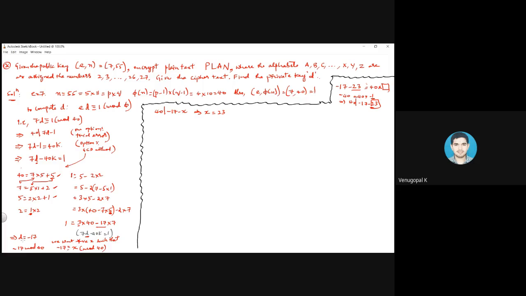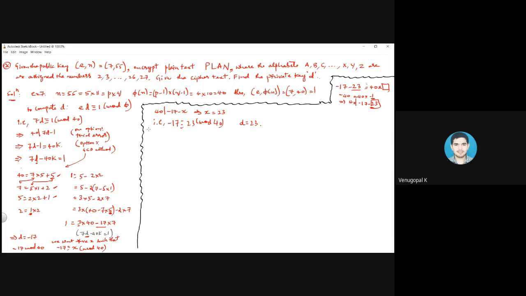Okay, so minus 17 is congruent to 23 mod 40. Don't worry about the x, d variable names and all. Basically we wanted one number congruent to minus 17 under mod 40. We have got it. So instead of that negative value minus 17, we take d equal to 23. Okay, d equal to 23.